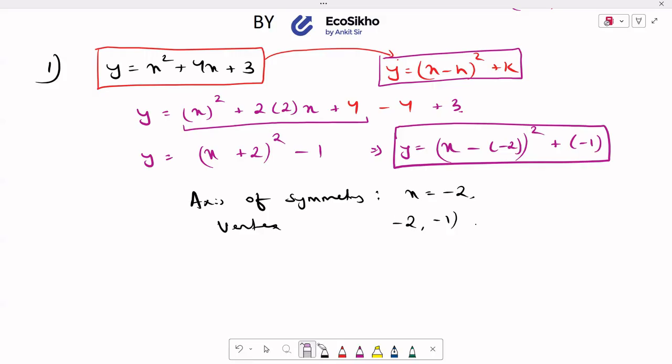To plot a graph, I need certain things. I should know the axis of symmetry. I should know the vertex. Vertex is also the turning point.